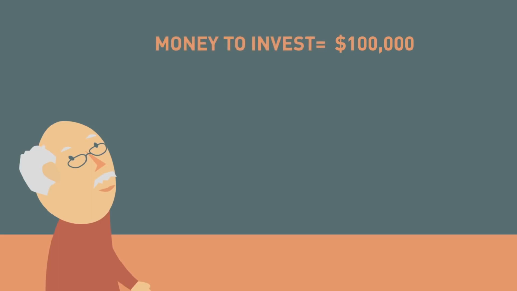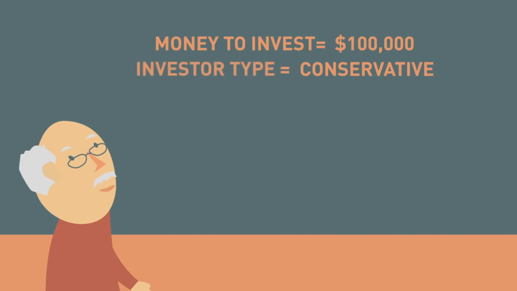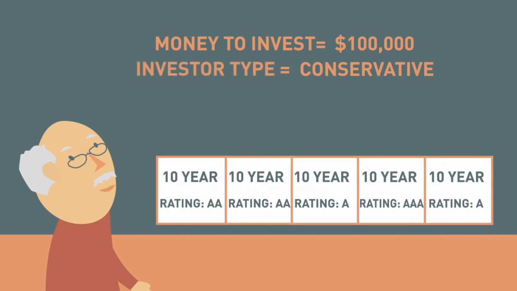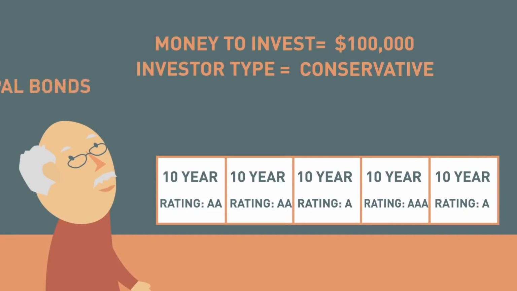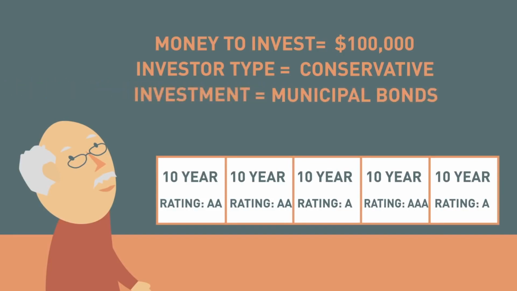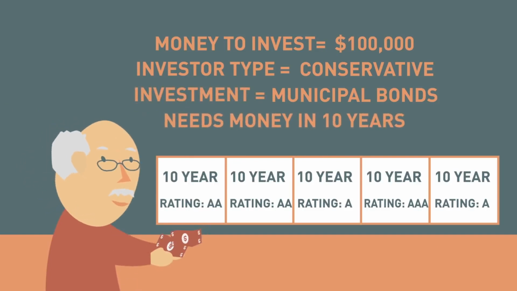He does not expect to need to use the money for about 10 years and is a conservative investor, so he decides to invest 5 $20,000 amounts into highly rated 10-year municipal bonds from 5 different issuers. Jim plans to use the interest payments from his investments to replace some of his income lost at retirement.